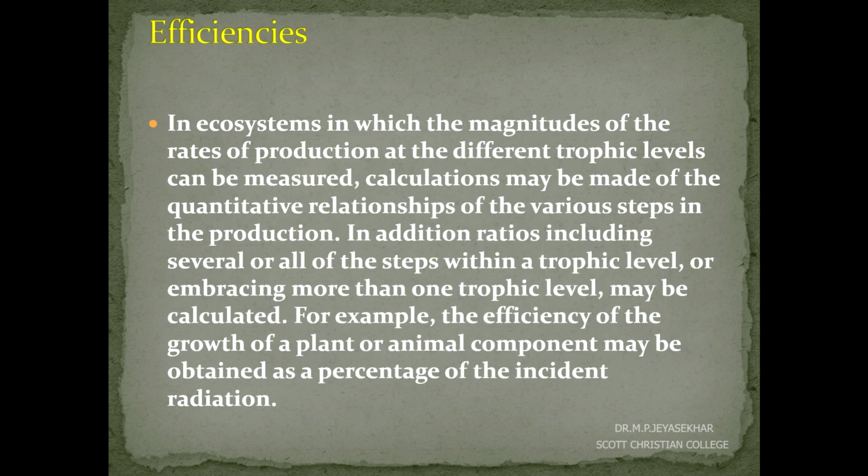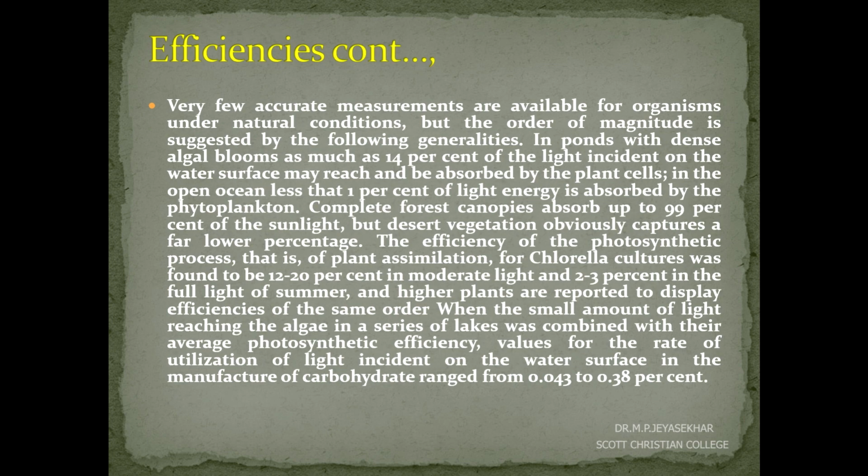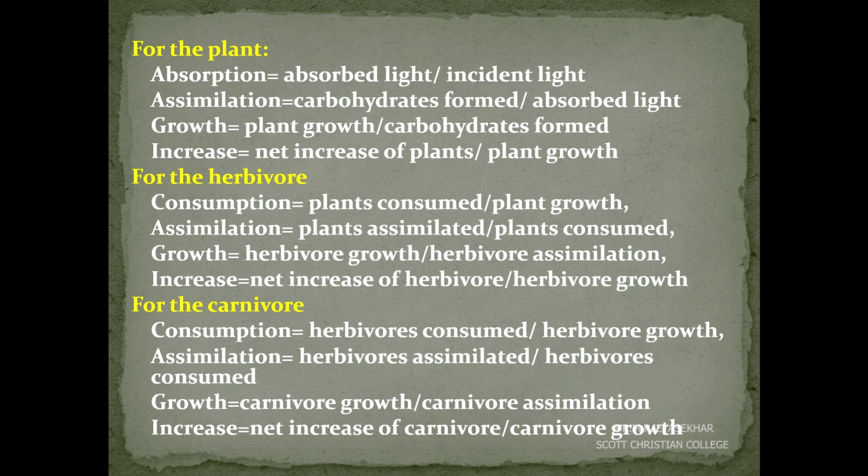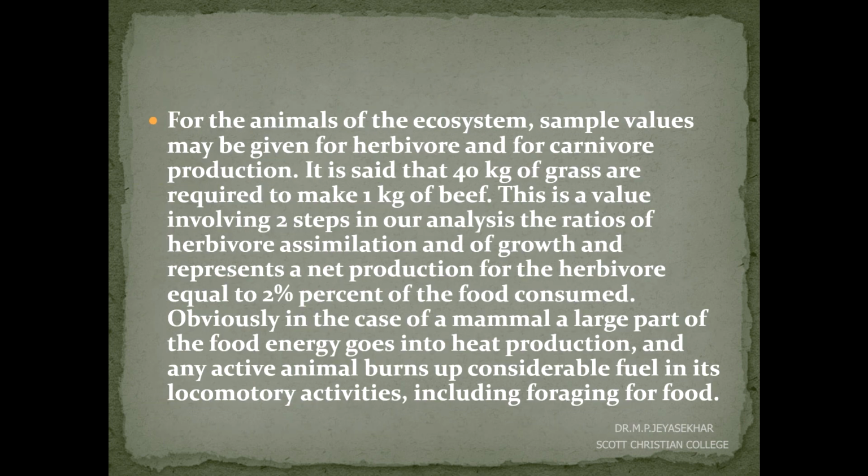Efficiencies. In an ecosystem in which the magnitudes of the rate of production at the different trophic levels can be measured, calculation may be made of the quantitative relationship of the various steps in the production. In addition, ratios including several or all of the steps within the trophic level or embracing more than one trophic level may be calculated. For the plant, for the herbivore, for the carnivore.